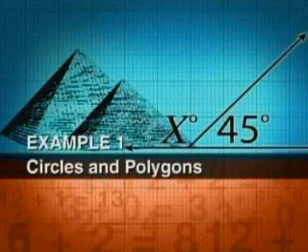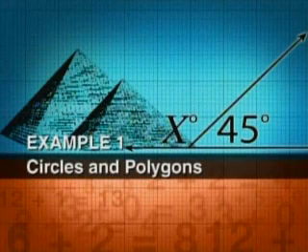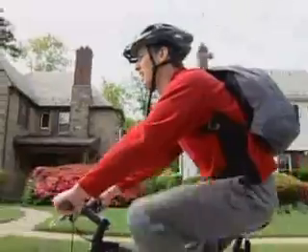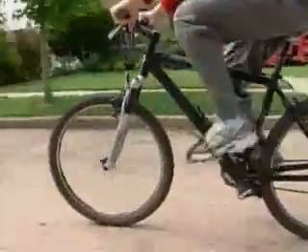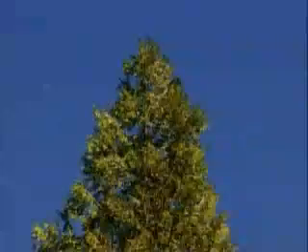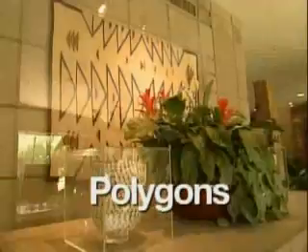Example 1, circles and polygons. Then a boy pedals a bike down a street. Bicycle wheels keep you rolling because they have boundaries in the shape of circles. A circle is a set of points all the same distance from one point, called the center. Circles are plane shapes, or 2-dimensional. They don't have any straight sides. But other shapes do have straight sides. If they do not have any curved sides, we call them polygons.